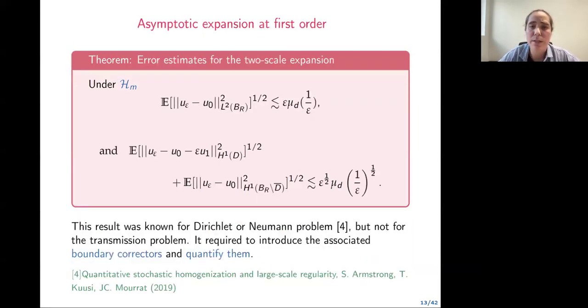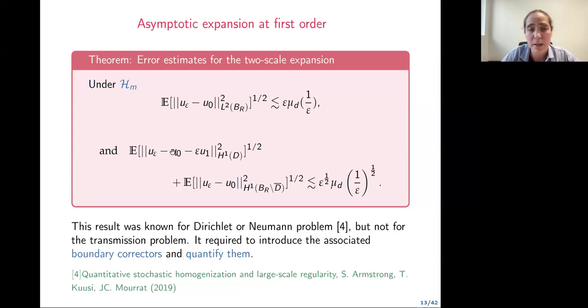And with this, we can prove error estimates for the two-scale expansion, first in L^2 and then in H^1. In L^2, we can prove that u_epsilon minus the homogeneous solution is of order epsilon. And in H^1, we have two terms: we have inside D and outside.